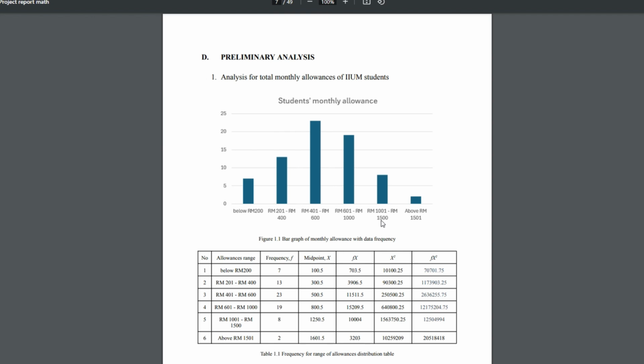Assalamualaikum warahmatullahi wabarakatuh. My name is Imran Hakim bin Zaini, matric number 2311057, and today I will present the preliminary analysis for our project. The first analysis that we made is the total monthly allowance for the IIUM students. On this page, we have the whole data set and the bar graph for the analysis.